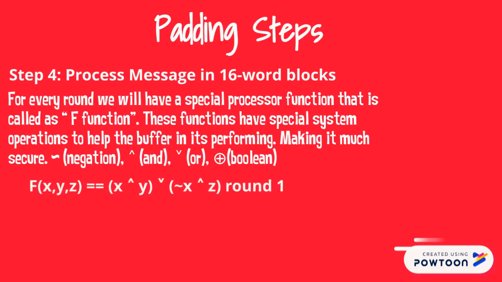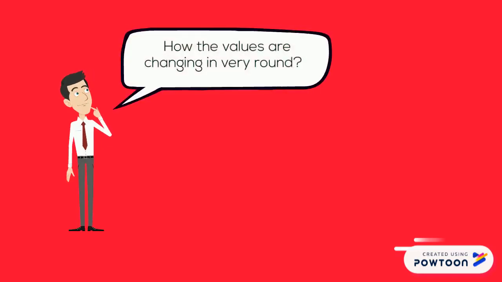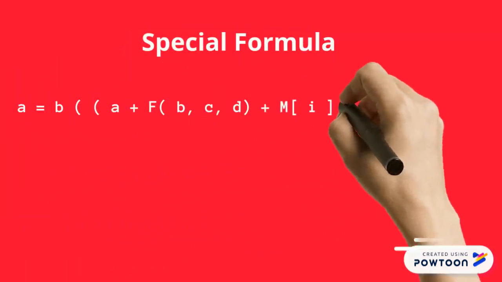For the first round, we have this function. For the second round, we have this function. The third one is this, and the last one, this function. Once we know these special processor functions, we have the following question: how are the values changing in every round? Each round has a special formula, which is this one.